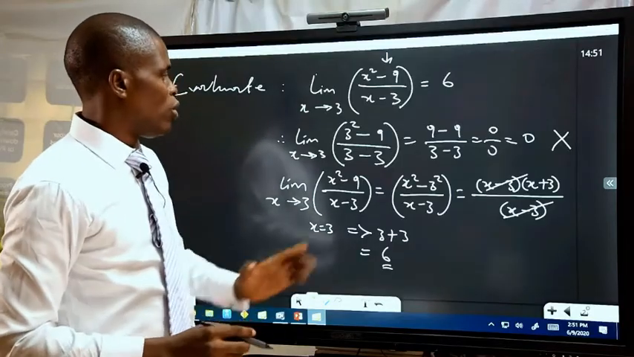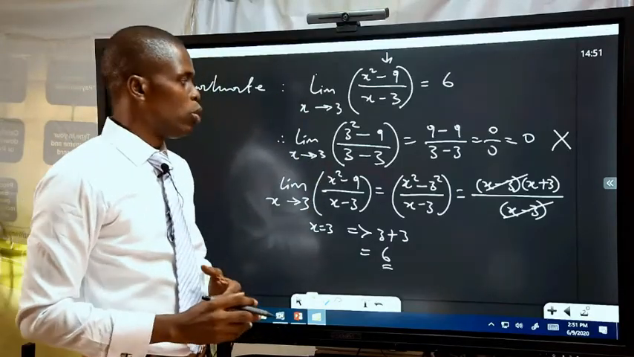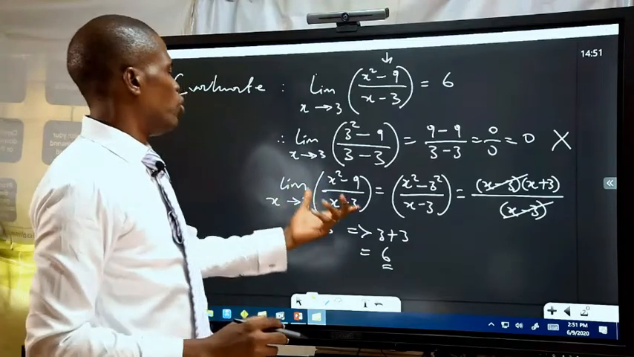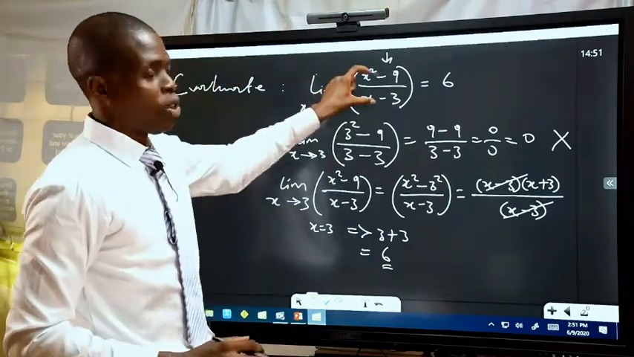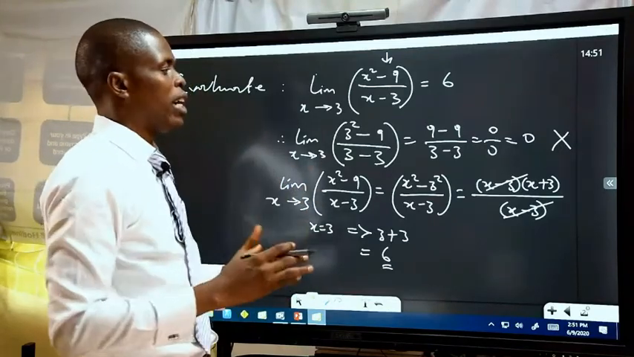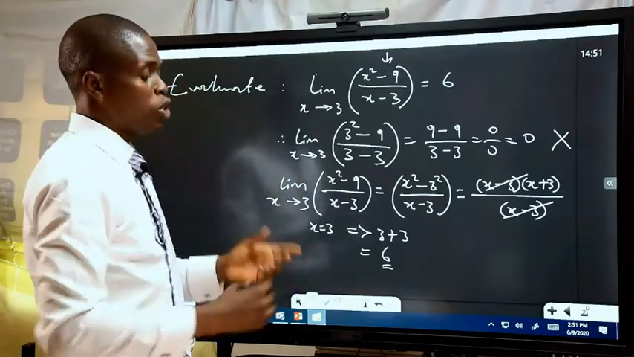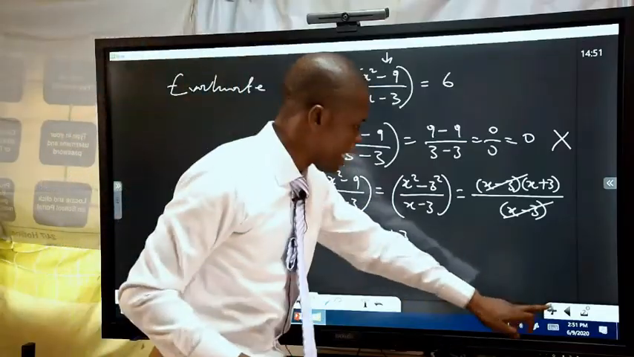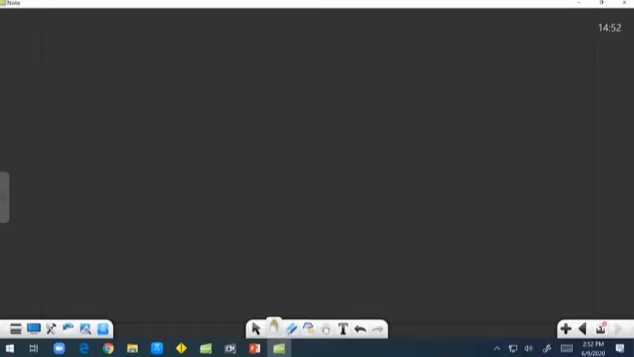Very important, when you are given an expression to deal with and you notice that the expression can be simplified or factorizable, then you need to factorize or simplify the expression before solving the expression. Let's see another example when you are given simplify the limit. Let's see how we can simplify x squared minus 1 over x plus 1.